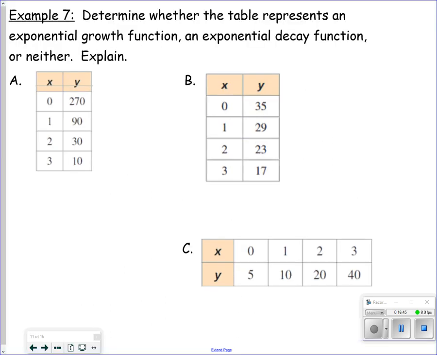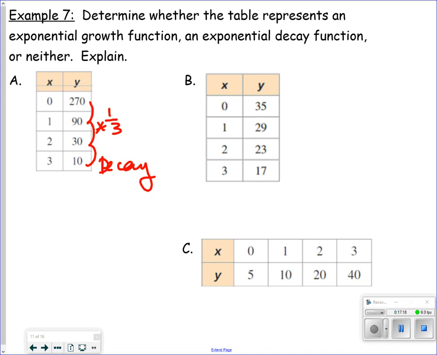Next, determine if the table represents exponential growth or exponential decay and explain. So for each of these, if you're multiplying by a number that's greater than 1, that's going to be growth. And if you're multiplying by a number that's less than 1, that's going to be decay. So in this case, it's multiplying by 1/3 or dividing by 3. Sometimes people would say that. So this would be decay because, again, it's going down in value, multiplying by the same number each time.